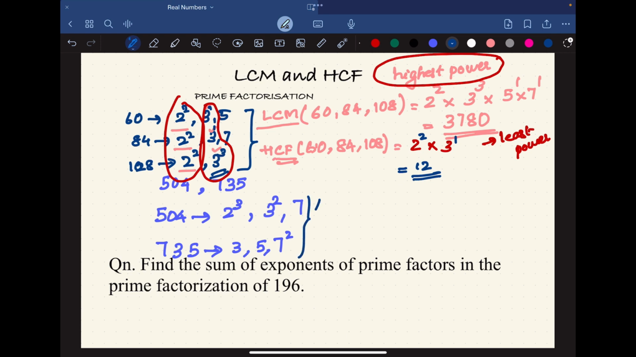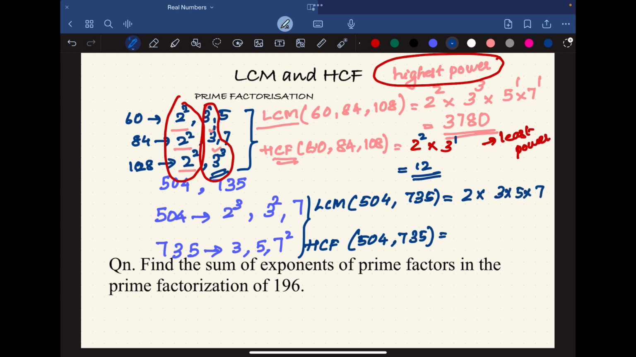So we are going to find out the LCM of 504 and 735, and also the HCF. If you understood, you can try now by yourself and check with the answer what I am going to write here. So LCM means, as I told, 2 then multiplied with 3, 5 and 7, because all the numbers are here and I have written all the numbers. Then which power we have to check for?